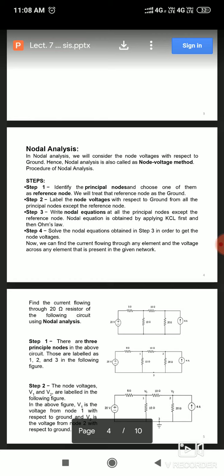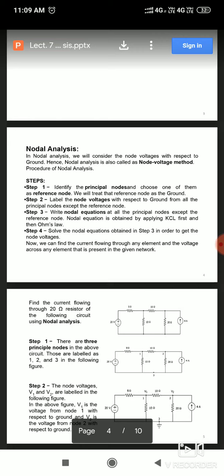So what do you mean by a node? What do we mean by a junction? That definition we have seen. A node and a junction are the same. A node is a point in a circuit where two or more branches are connected to each other. If two branches are connected, it is called a simple node. If more than two branches are connected at a single point, then that node is called a principal node.